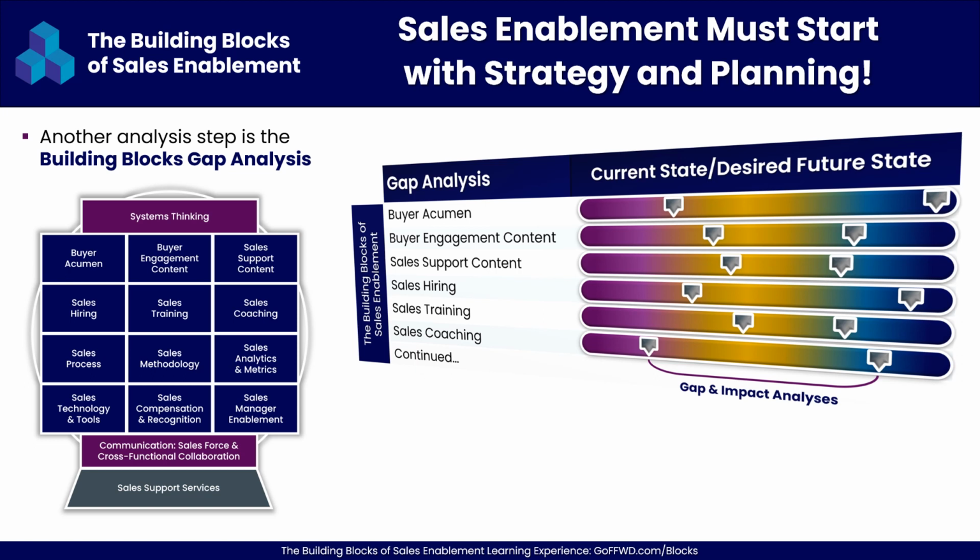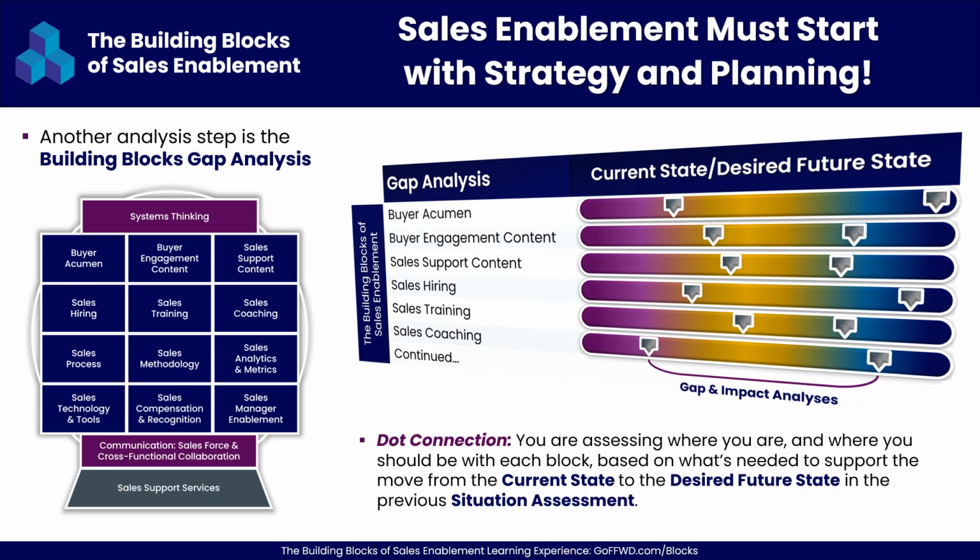Now, you can do this on a sliding scale. You can do it on a Likert scale of 1 to 10 or 1 to 5, whatever works for you, but identify clearly where you are and where you need to be. And again, the dot connection here is that you're assessing where you are and where you should be with each block based on what's needed to support the move from the current state to the desired future state in your previous situation assessment. This is, again, the needle in the thread linking these things that you're doing in these various steps of planning.